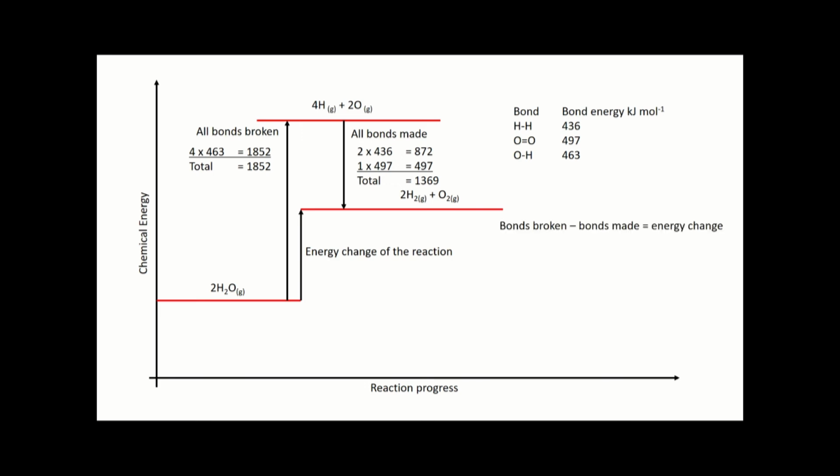So now if we work out the change of energy for the reaction, bonds broken minus bonds made. You can see on this side that the bonds broken is larger than the bonds made, and that's expected because we know that this is an endothermic reaction. So 1852 is larger than 1369, so we take the bonds broken, 1852 minus 1369, and we get a positive value this time of 483 kilojoules per mole. And again, as the chemical energy has gone up, it's an endothermic reaction, so that's why it's positive. But again, it doesn't matter at GCSE as long as you've got the correct difference.